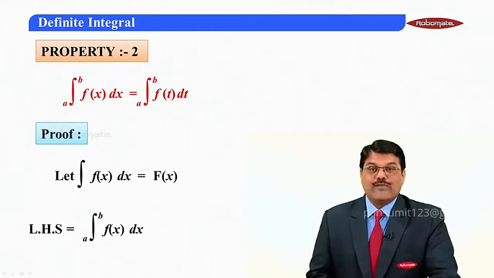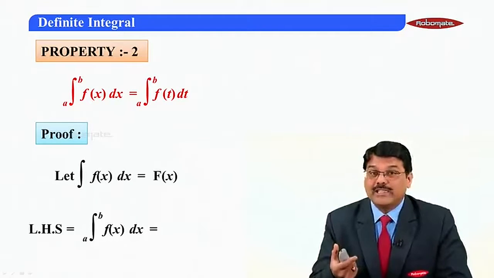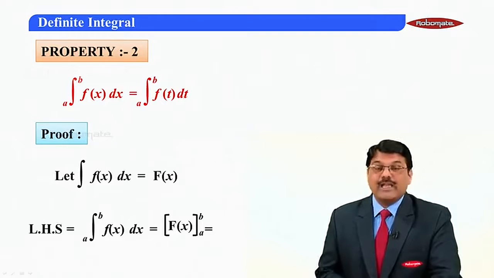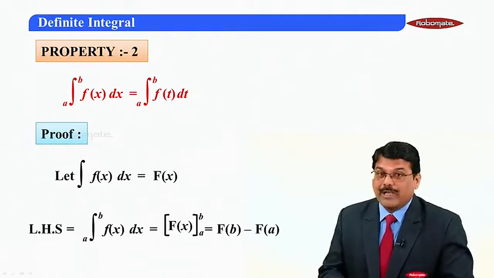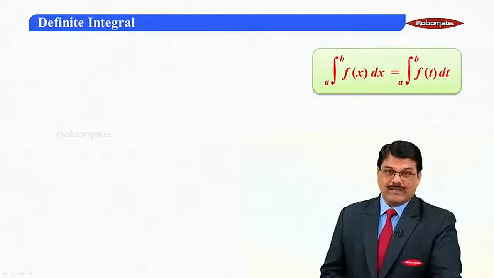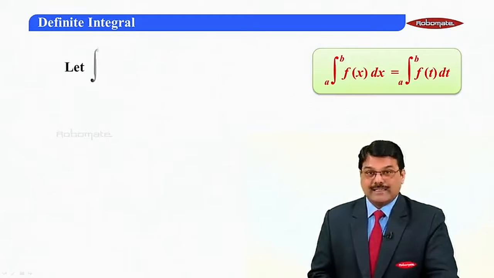So integration of f of x with respect to dx goes from a to b, and we know the integration of f of x is capital F of x. Applying the limit a to b, if I substitute the upper limit and lower limit, it becomes F of b minus F of a. Let's say that is expression 1. Now this is what we have to prove, right? Now see the right hand side.